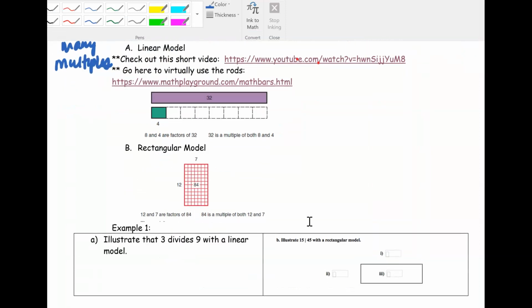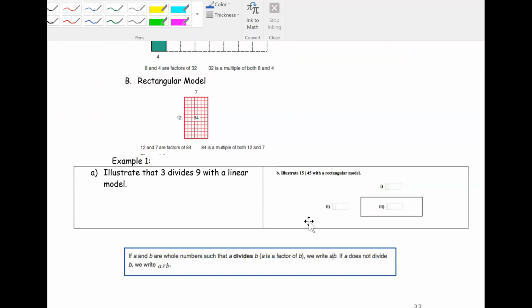So the other method is the rectangular model. We talked about this with multiplication and division. Anytime you have a rectangle, if you multiply the lengths of the rectangle, 12 and 7, the answer is going to be the area on the inside. So the dimensions of the rectangle, 12 and 7, are factors of 84, and 84 is a multiple of 7 and 12. Just remember, factors and multiples are just another way of looking at multiplication and division.